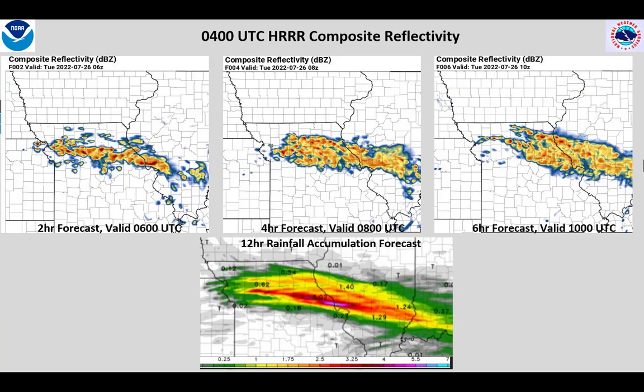Here are the simulated composite reflectivity plots from the 4Z HER run. It still shows a band of heavy storms over northern Missouri, but it also suggests another potential band close to the I-70 corridor. Its 12-hour QPF shows a band of 3 to 6 inch rainfall from north of Columbia to just north of St. Louis, suggesting potential for excessive rainfall from a training band of convection.